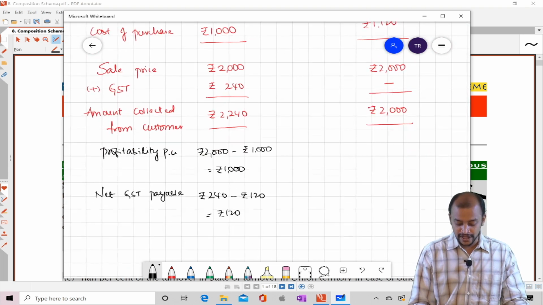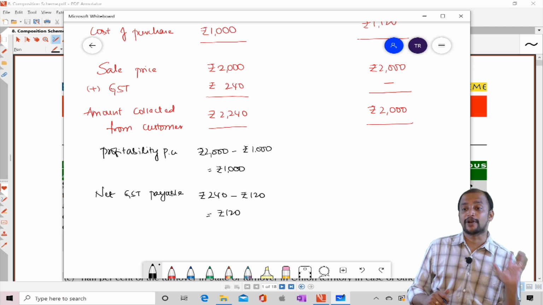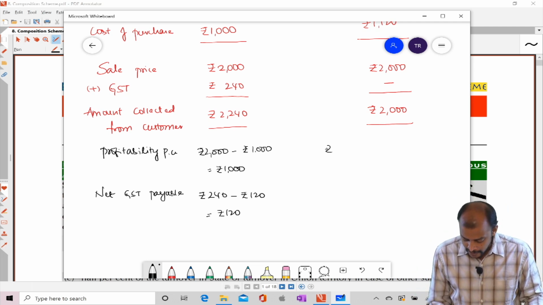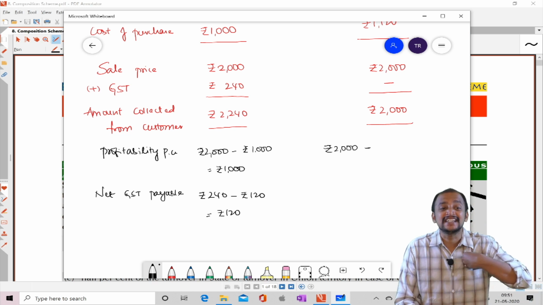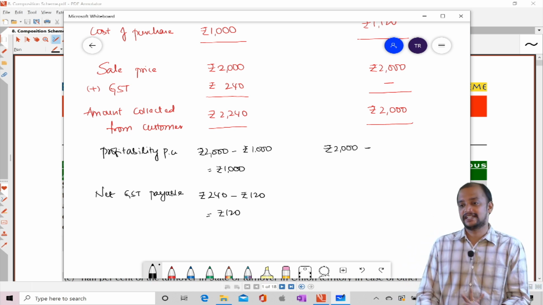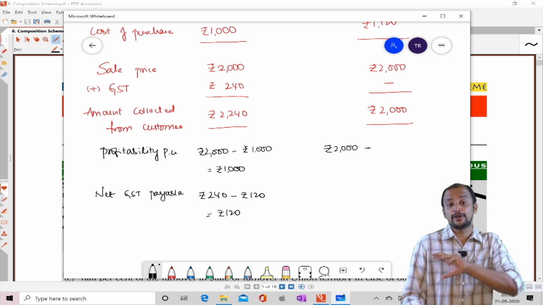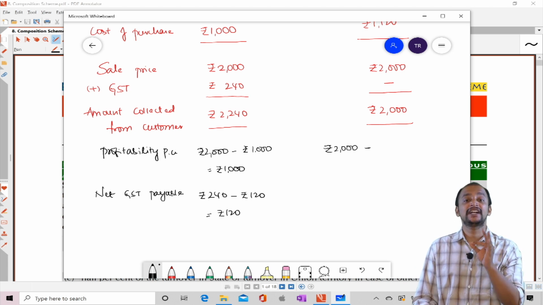Now let's go to the composition scheme. Under composition scheme, what will be the profitability per unit? Now how much I am getting? 2000 minus, I need to pay GST out of my pocket. I have to pay GST out of my pocket because I am under composition scheme, but I don't have to pay 12%, assuming that this is the case of a trader.